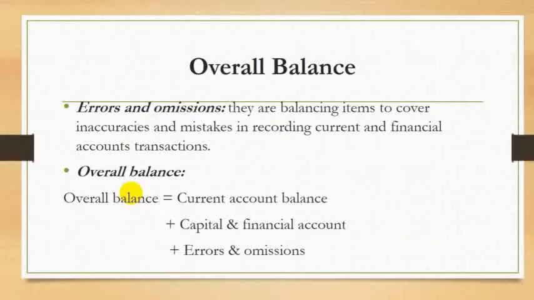Now we would like to calculate the overall balance, which is a summation of capital and financial account. But in some cases, there are errors or omissions. The data may be inaccurate. This can be reflected in an item known as errors and omissions. Omissions means ignorance or neglecting something.